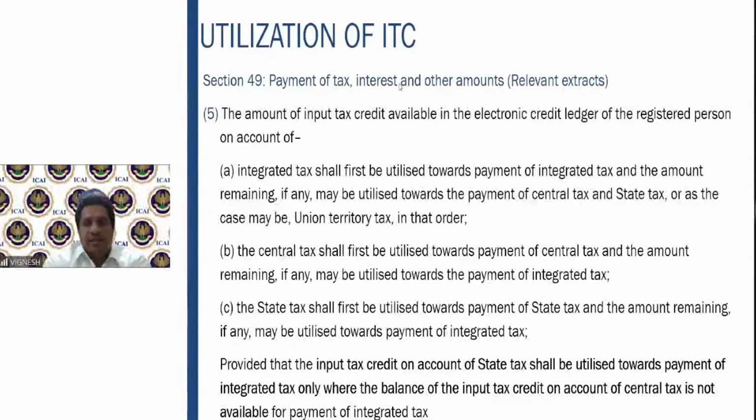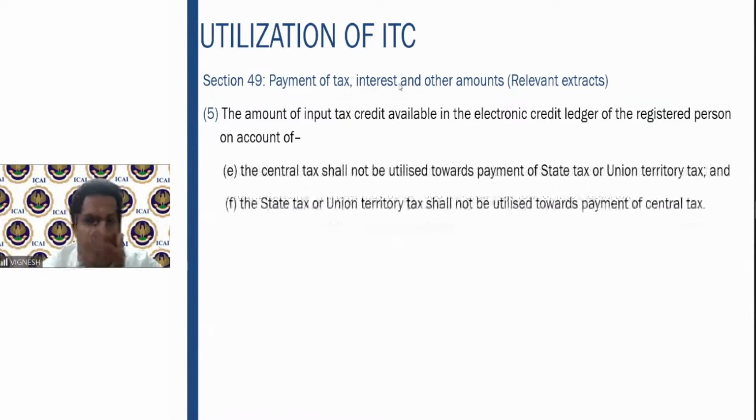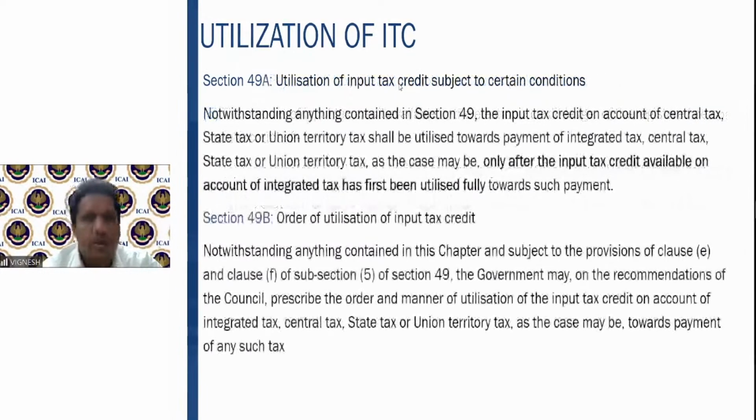Payment of tax. Again, this order of utilization is very, very important. Some important points you have to keep in mind. First, complete utilization of integrated tax towards integrated tax, and after that towards the payment of central tax or state tax. Then central tax: first towards central tax, then towards integrated tax. State tax: first towards state tax, and then towards integrated tax. Fine. Again, input credit of state tax will be used for payment of IGST only when the balance of CGST is not available. First you use IGST credit, then CGST credit, then you use the SGST credit for payment of IGST.